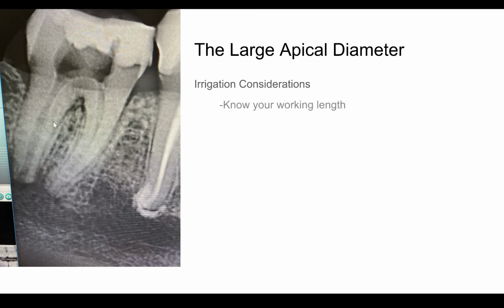So, some irrigation considerations. Know your working length, obviously, but it is super important to know your working length because you need to control the application of the irrigant and the other tools, because you're trying to appreciate the fact that things are likely to easily extrude out here. As always, use a side-vented needle. This is the time where you want to make double sure that you have a side-vented needle.